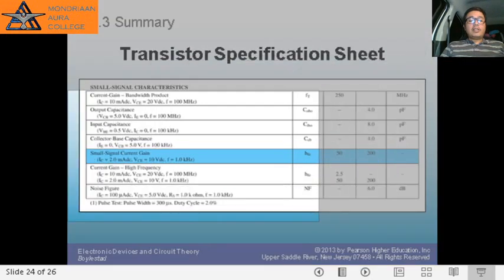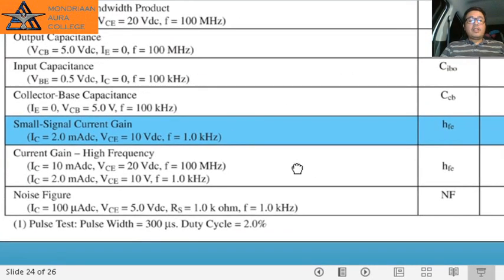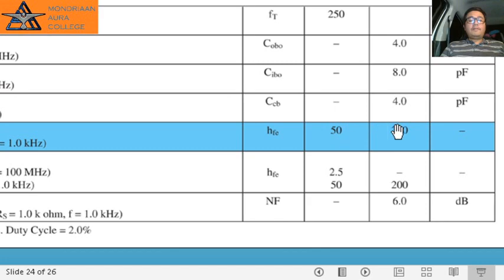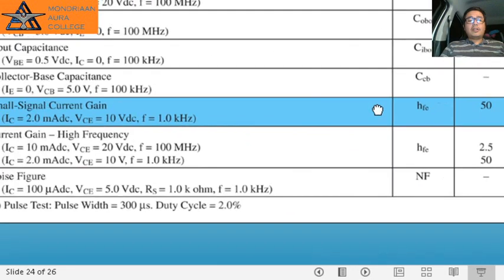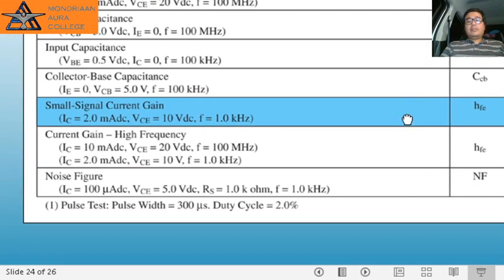Small signal current gain, HFE, 50 to 200. So this is still your beta.